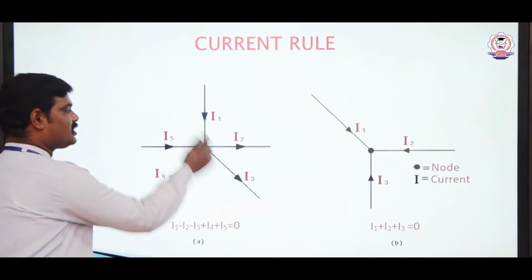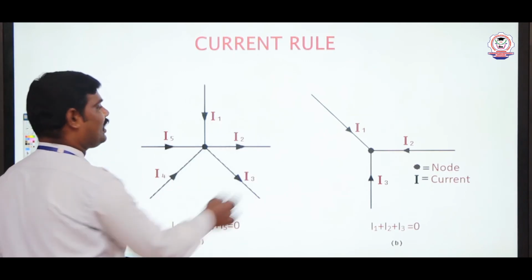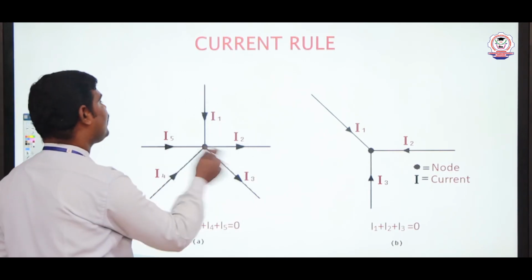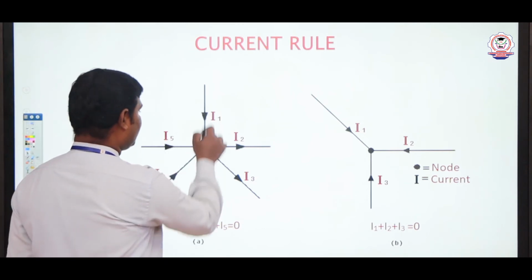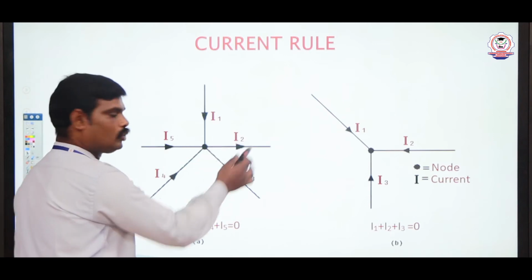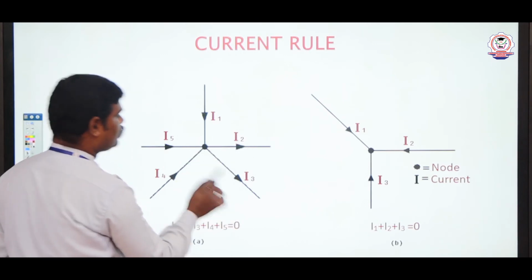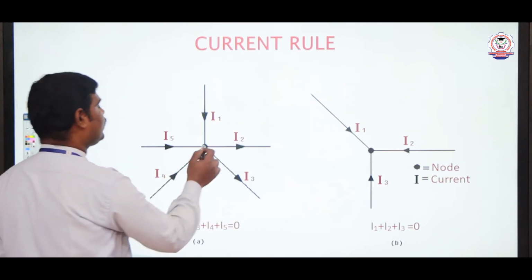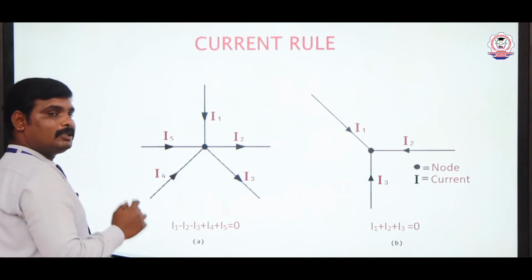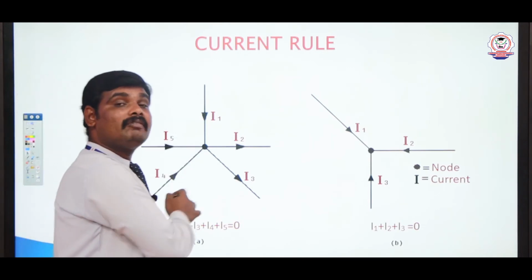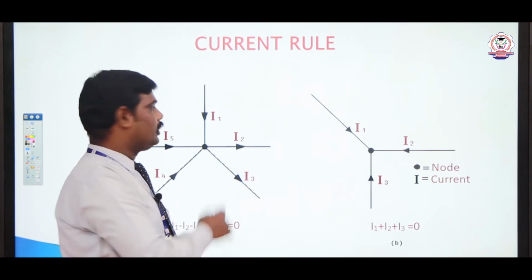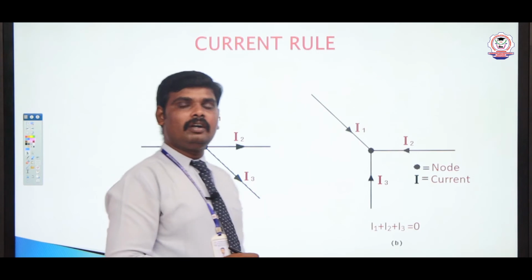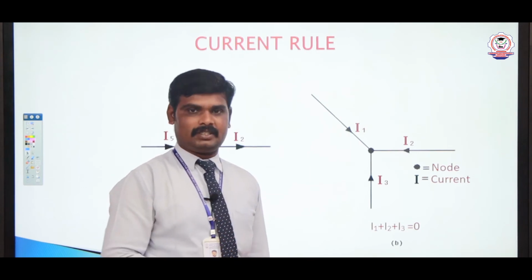See, for the first diagram, this is one electrical circuit. Here n number of electric currents are meeting at this junction. Here I1 is incoming current, I2 is outgoing, I3 is also outgoing, and I4 is incoming, I5 also incoming, which means the sum of the entering current is equal to the sum of the leaving current. Okay. So, this is based on the conservation of charge.